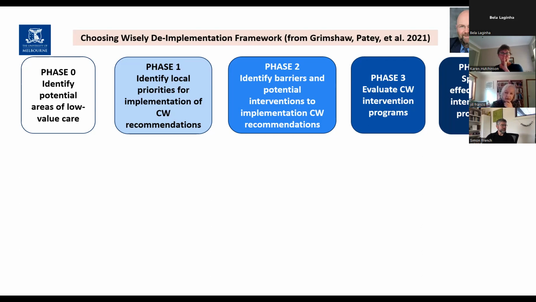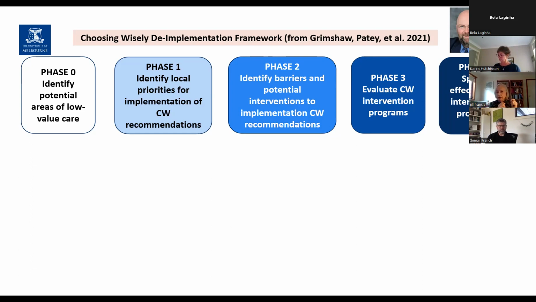Then I'm quite interested in their phase one. Their phase one is identify local priorities for implementation of Choosing Wisely recommendations. So how do you identify local priorities? Well, you would need to have conversations with stakeholders. And as implementation scientists, possibly this is where we have fallen down in part in the past over the last 20 years of implementation science. Yes, we love to devise an implementation strategy, to use stakeholder involvement in the development of that strategy and then to evaluate the strategy. But have we identified local priorities?